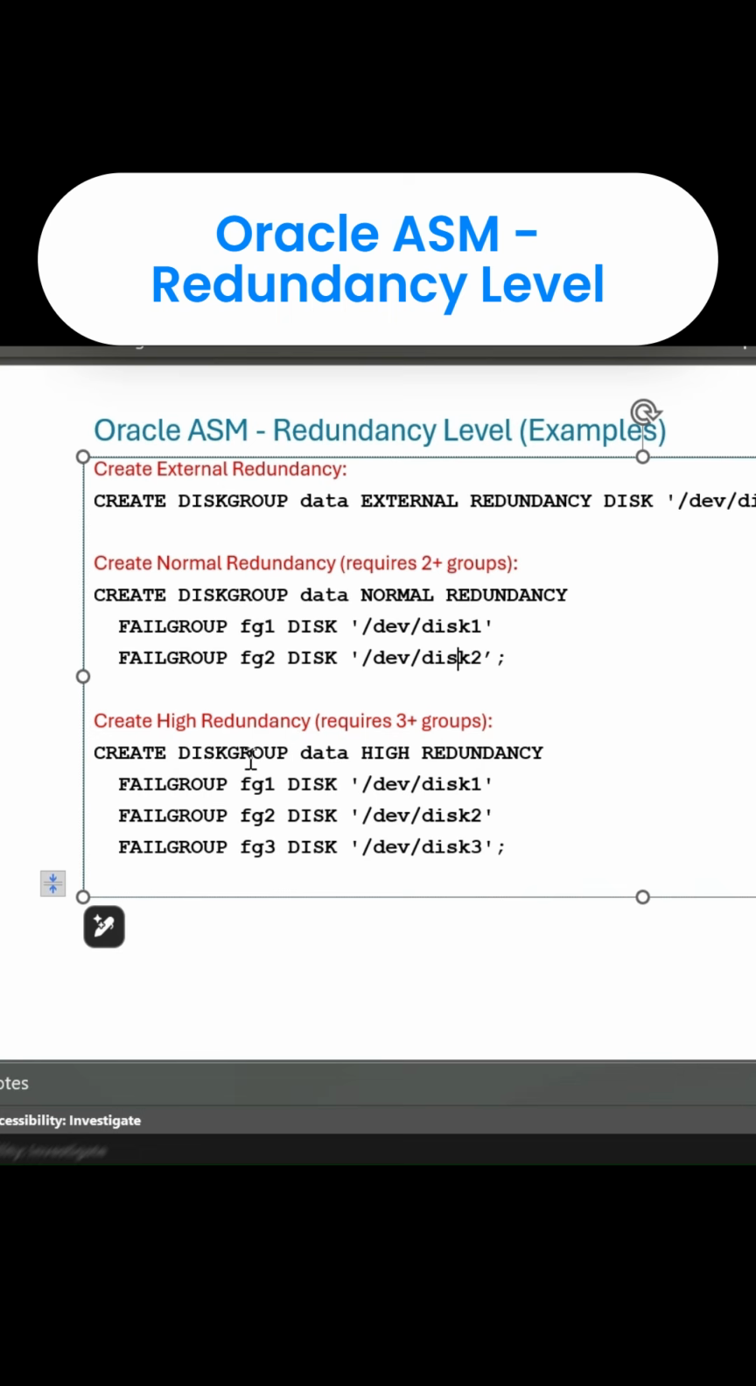And the third one is high redundancy. It needs a minimum of three failure groups. So that's about ASM redundancy levels.